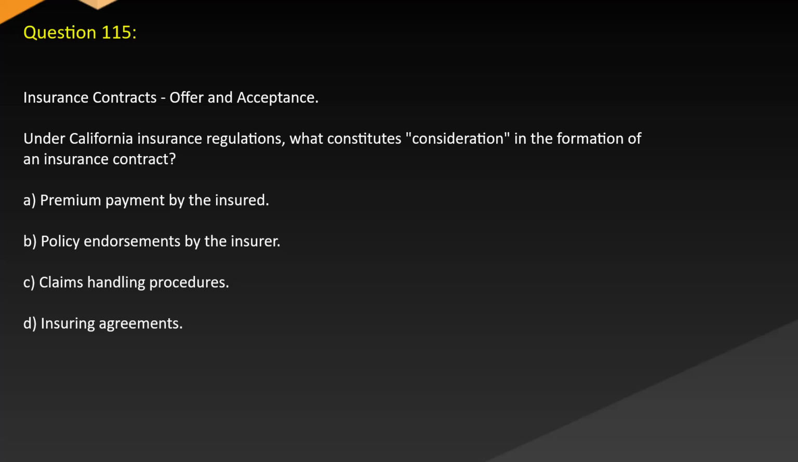Question 115. Insurance contracts. Offer and acceptance. Under California insurance regulations, what constitutes consideration in the formation of an insurance contract? A. Premium payment by the insured. B. Policy endorsements by the insurer. C. Claims handling procedures. D. Insuring agreements.